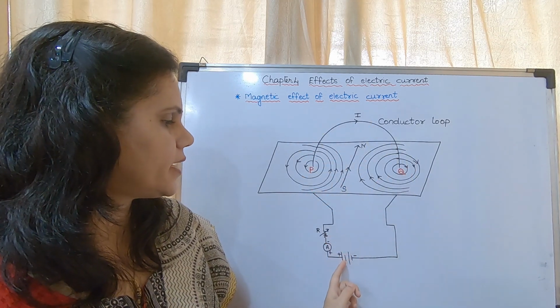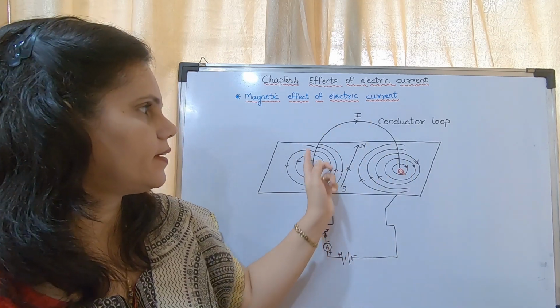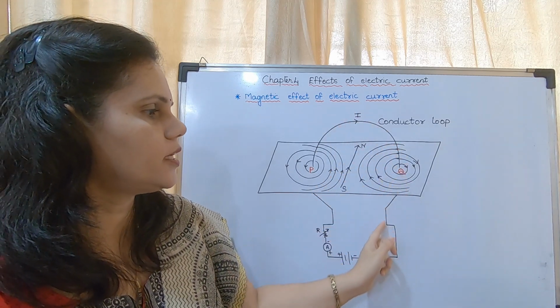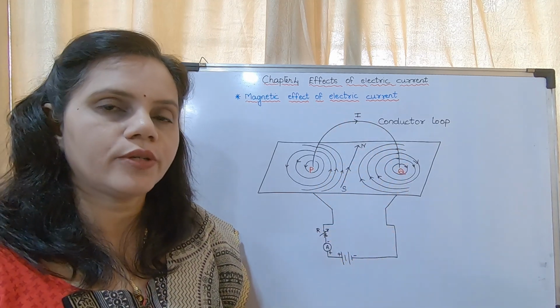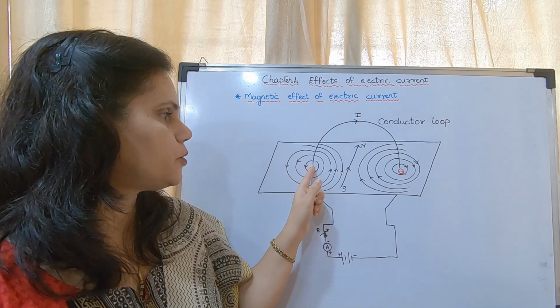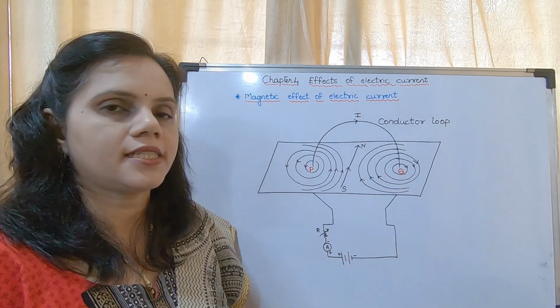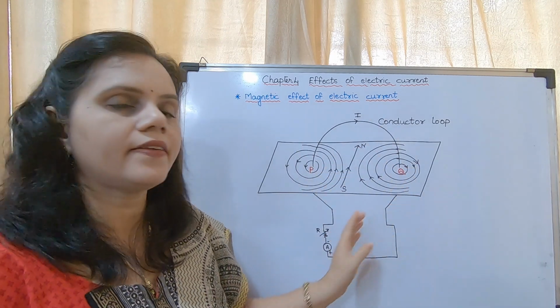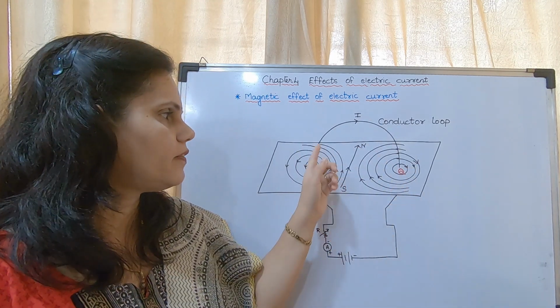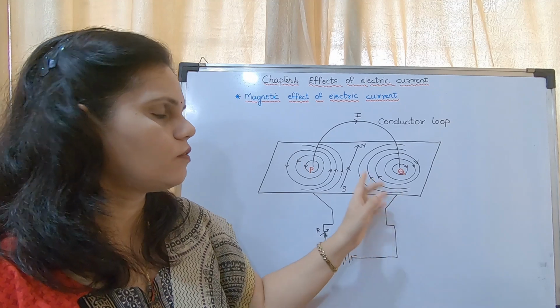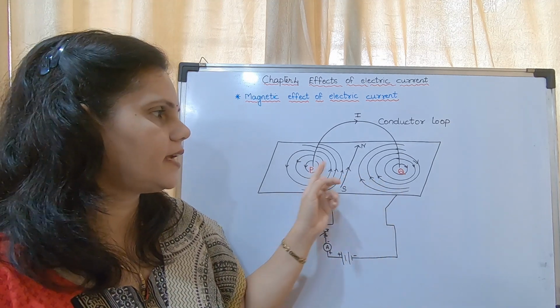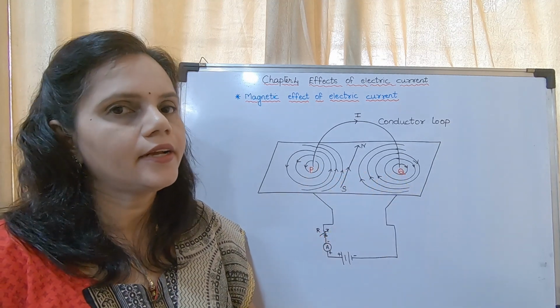Now when the current is passing through the wire from positive to negative, then this position here also it is acting as a magnet. Here also it is acting as a magnet. Actually everywhere it is acting as a magnet, but we are considering the lines of force on the cardboard. So we have taken these 2 points P and Q.